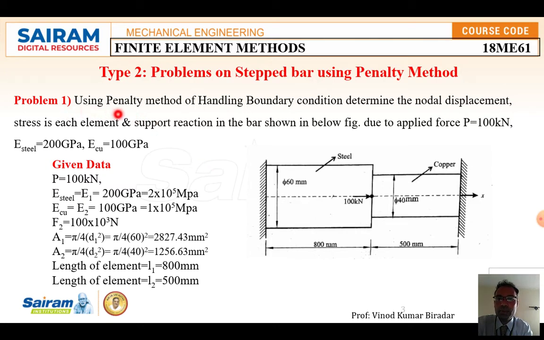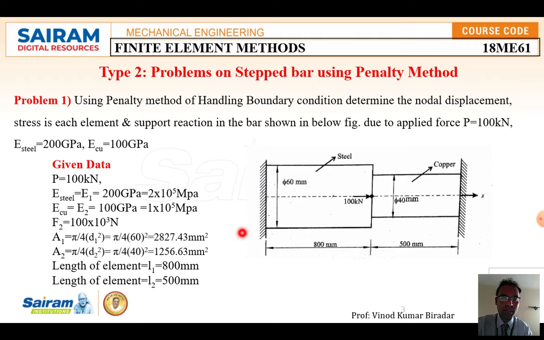I will read: using the penalty method of handling boundary conditions, determine the nodal displacement, stress in each element and the support reaction in the bar as shown in the below figure, due to an applied force of 100 kilonewton. The Young's modulus for the first material and second material are given. So look at the diagram first. Using the penalty method of handling boundary conditions, you have to calculate the nodal displacement.